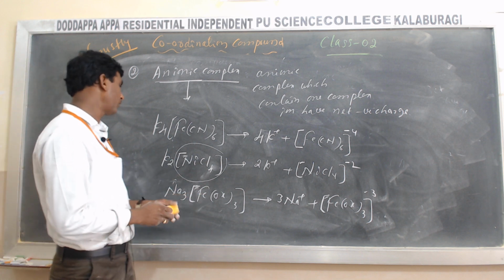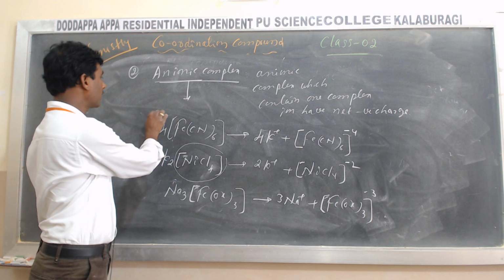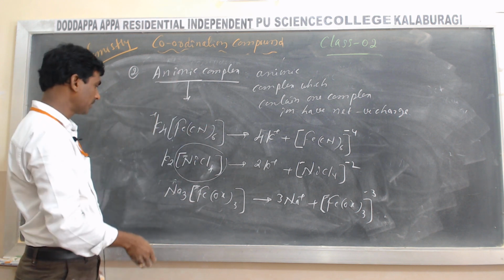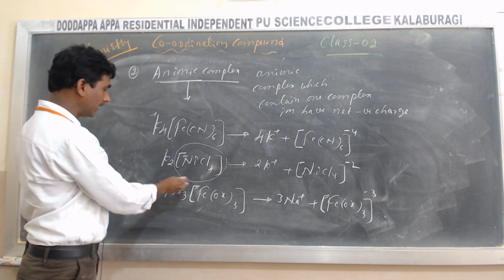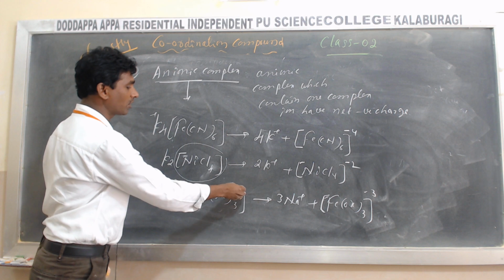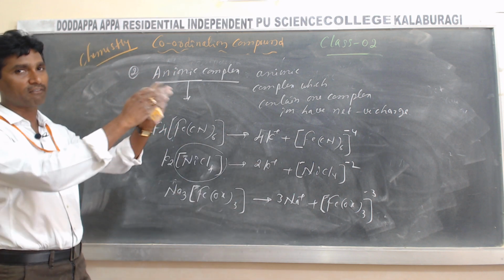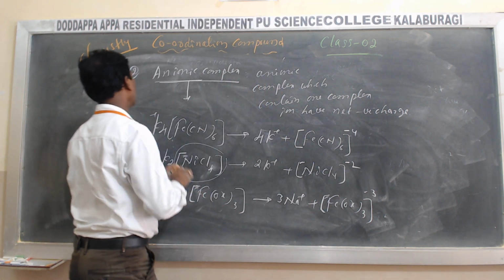Otherwise, how can you identify? Simply, K is positive, so the counter ion is positive and the coordination entity is negative, anionic complex. K is positive and the square bracket is negative, anionic complex. Na is positive and automatically the complex ion is negative, so it is an anionic complex. So this is the way of identifying the cationic complex and anionic complex.